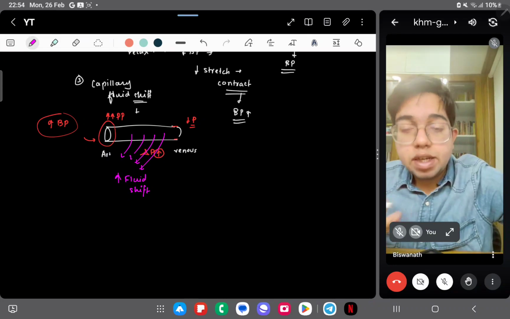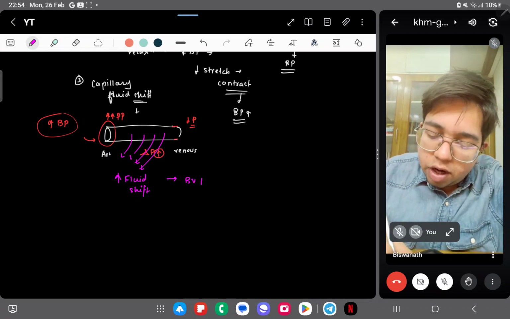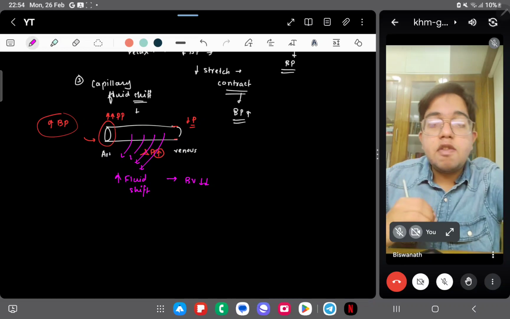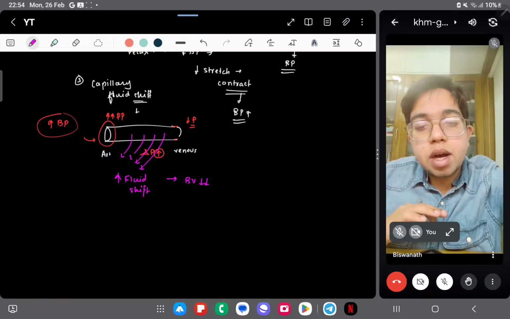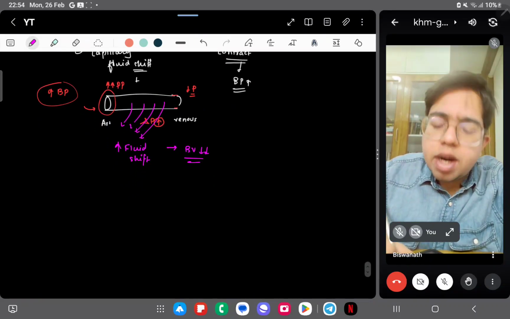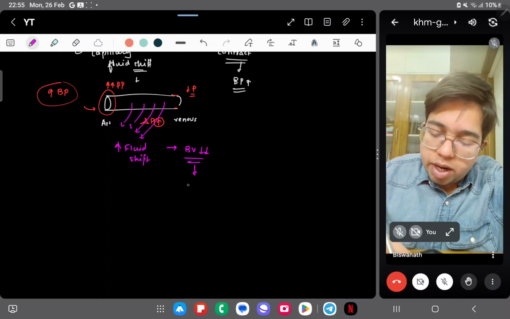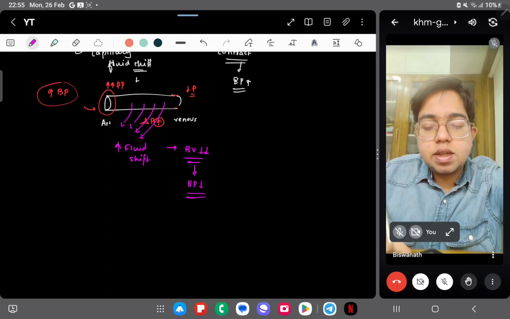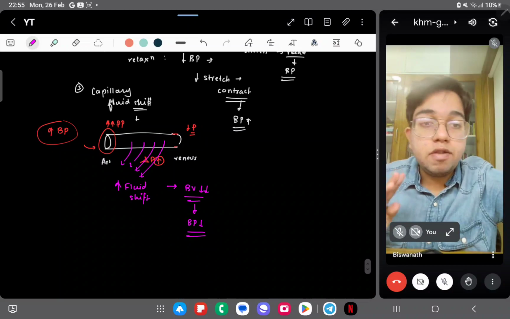And if there is increased fluid shift, blood volume will be decreased because interstitial volume is increasing. It may cause edema. And blood volume is decreasing, which means BP will be decreased. Understood? This is a capillary fluid shift.